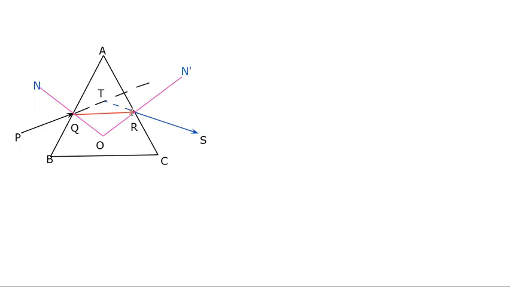If this glass prism had not been present, then this PQ ray would have traveled along QM, right? But as this glass prism was present in the path of the ray of light, finally the ray of light emerges as RS. So this angle is known as the angle of deviation, delta. We will find out the value of this angle later on.